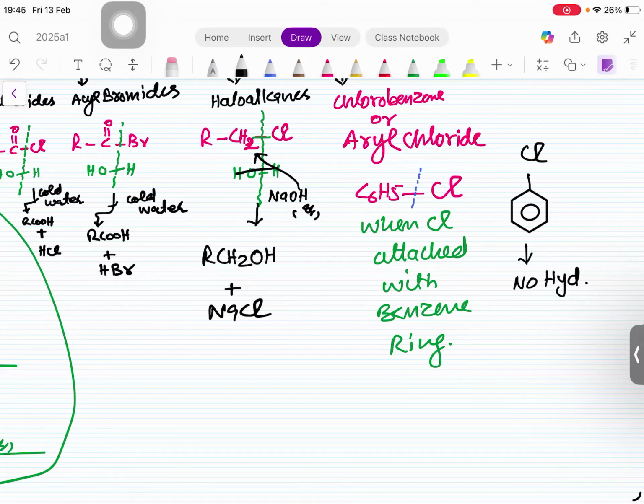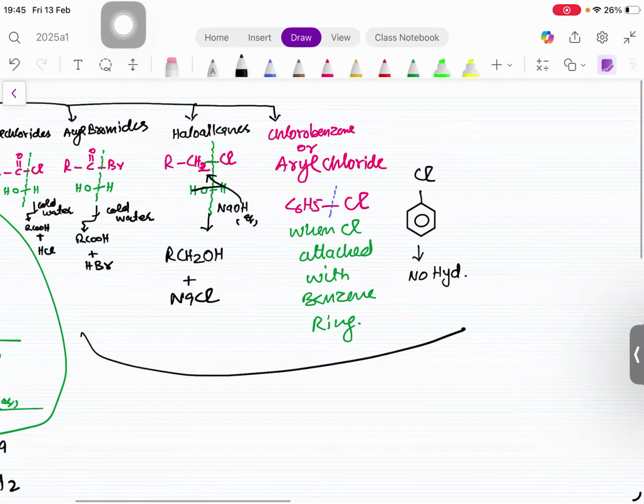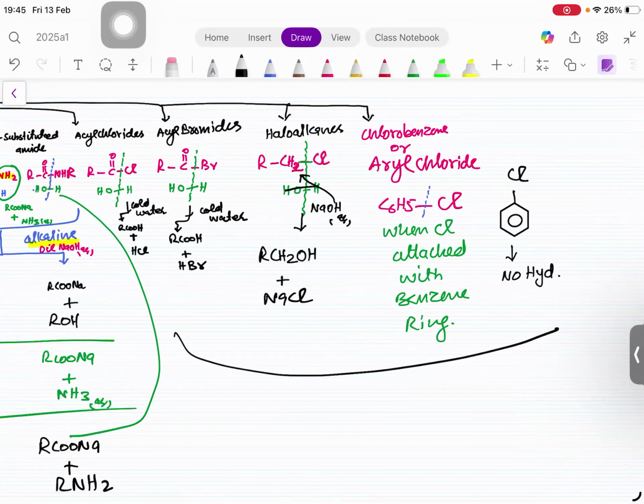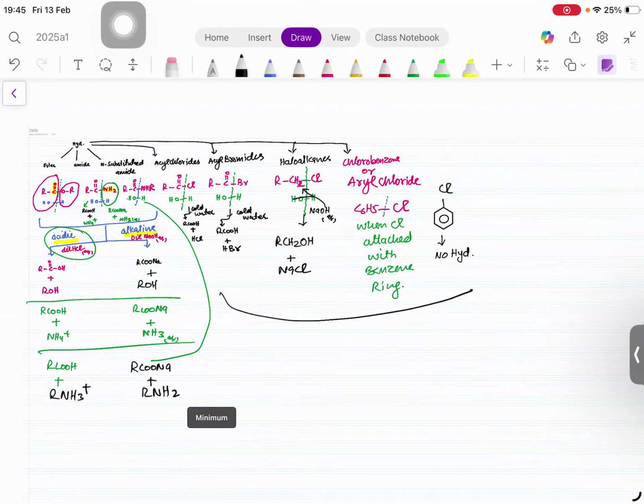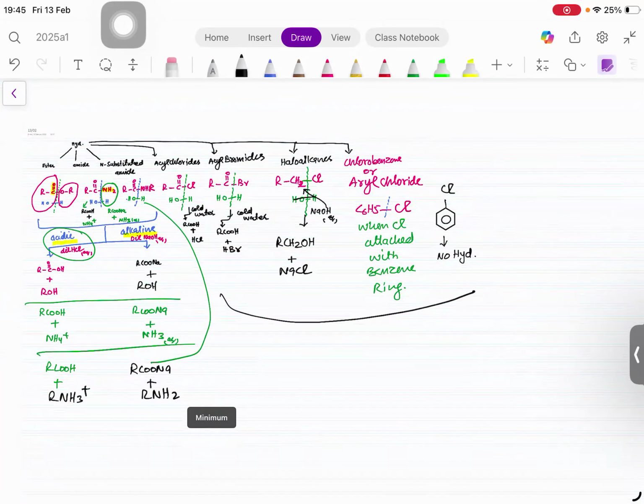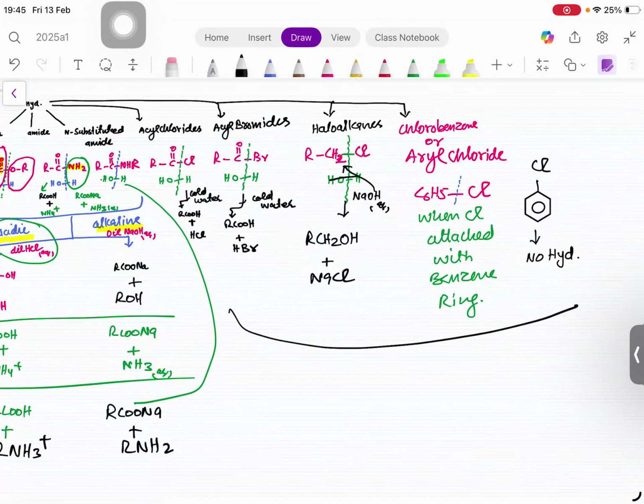Now the point is, if we have to explain this and then compare these three, acyl chlorides, acyl bromides, haloalkanes, and aryl chlorides, we have to compare their relative rate of hydrolysis, right? Not with esters and amides, because you understand they have a different procedure. They undergo hydrolysis with sodium hydroxide and HCl, acidic or alkaline. Their procedure is different. So we are going to explain this procedure now: how acyl chloride, acyl bromide, haloalkanes and chlorobenzene, the aryl chlorides, relatively undergo hydrolysis, the relative rate, right?